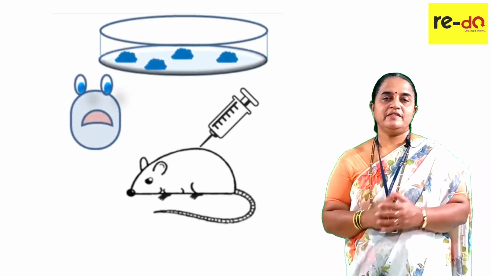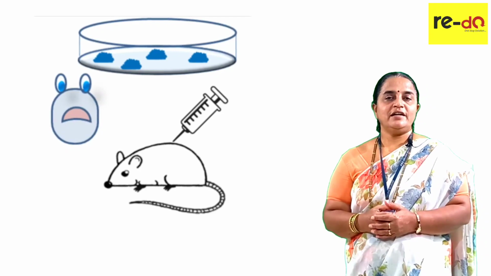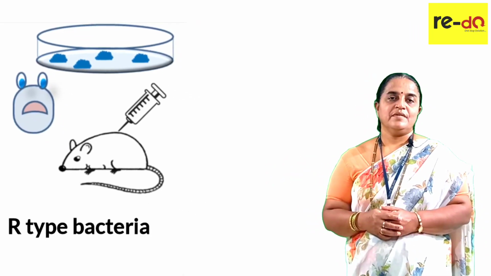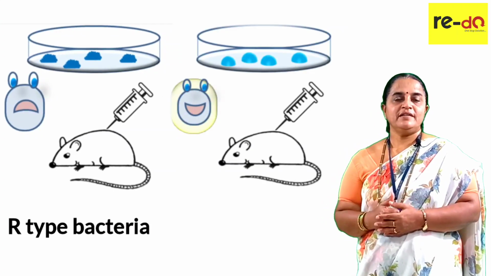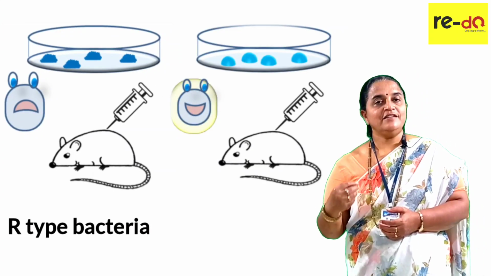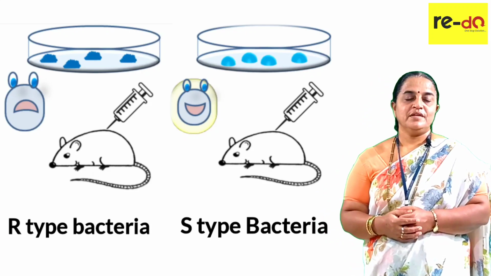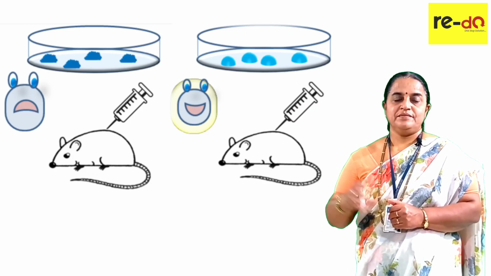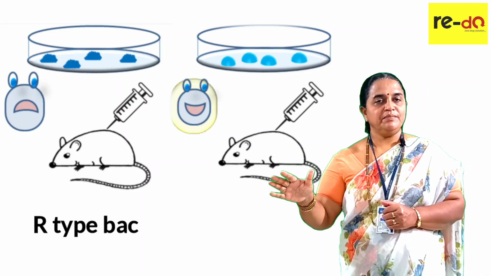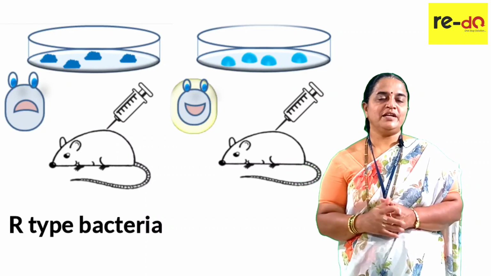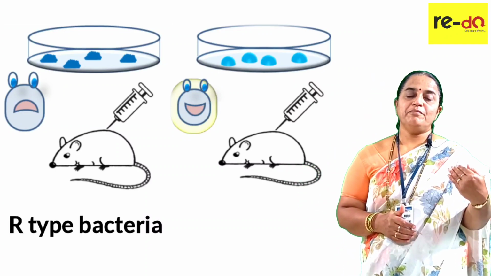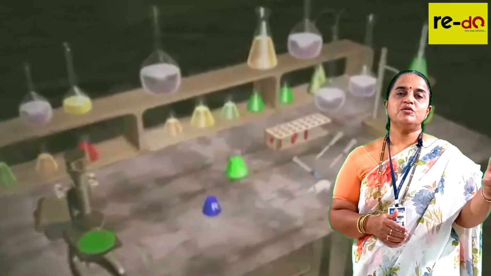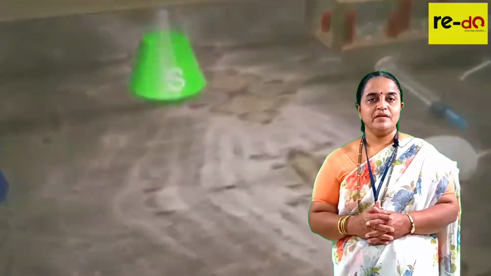He took mice. He injected R-type bacteria in it. He took another group of mice. He injected S-type bacteria. He started observing. Now there are 2 groups of mice: mice injected with R-type, R is rough, non-capsulated, and the second group of mice injected with S-type, meaning injected with smooth capsulated bacteria.